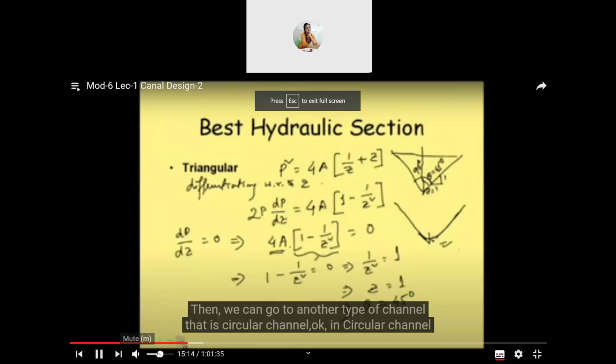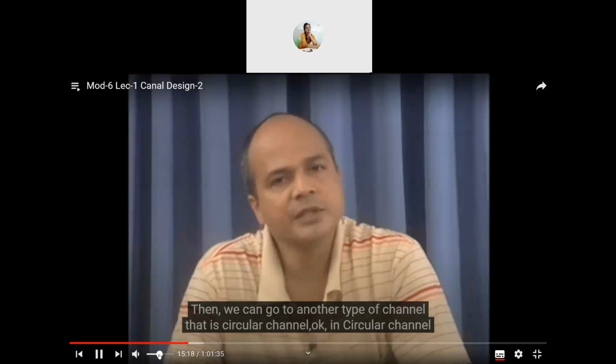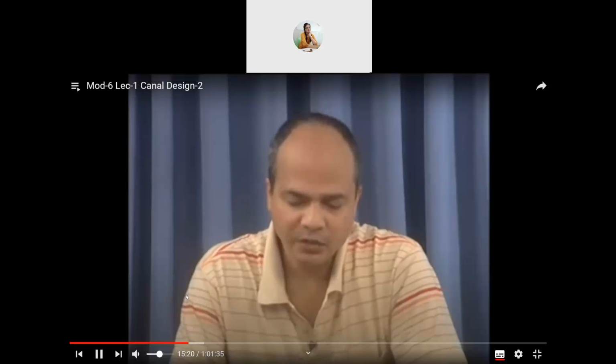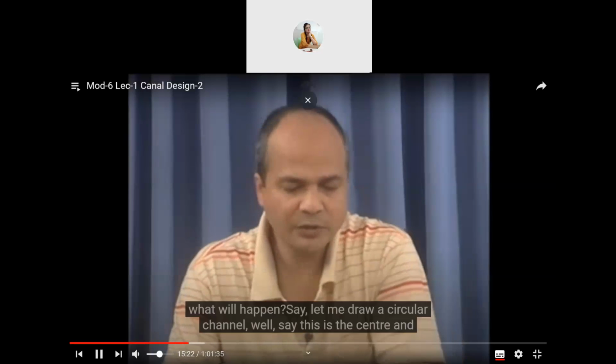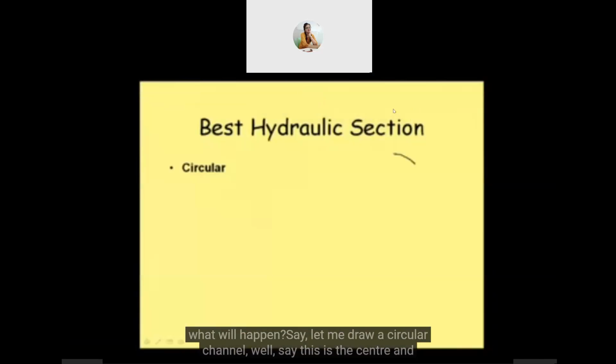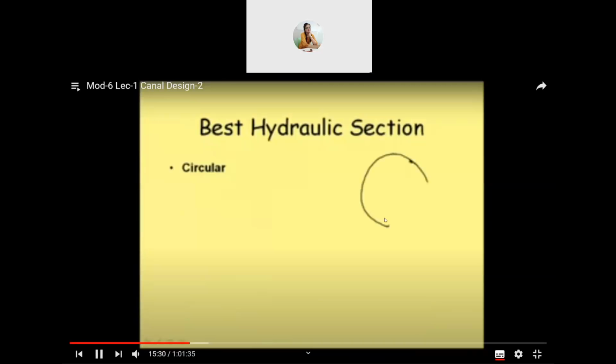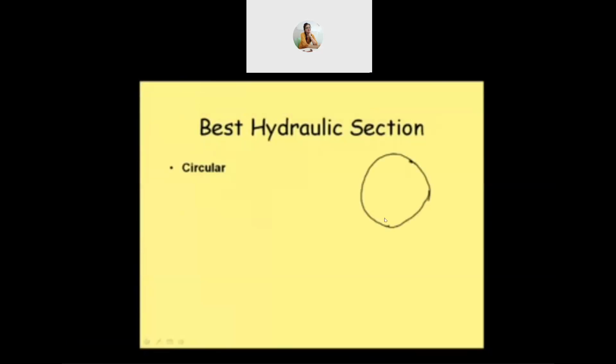Then we can go to another type of channel, that is the circular channel. Okay, in a circular channel what will happen? So let me draw a circular channel.